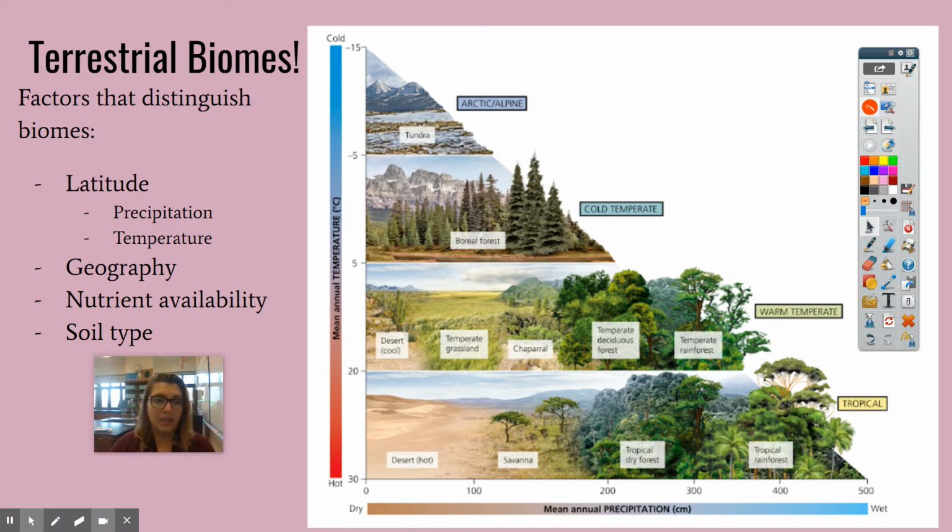We'll talk about this when we get to weather, like I said, but that's also going to affect precipitation levels. So certain latitudes get more or less precipitation than others. Geography, so that's going to be like, are there mountain ranges next door? Mountain ranges can affect temperature and precipitation. Nutrient availability, is the soil really rich? Is the soil really like kind of dead? As well as soil type.